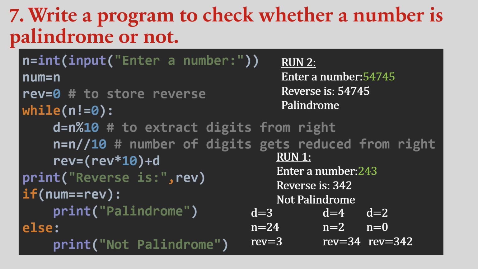Now let's run this program once again, and this time we have entered the value 54745. So this is actually a palindromic number. That means if you read it from reverse or the right side, it will also give you the same number. So it will print it as a palindromic number.